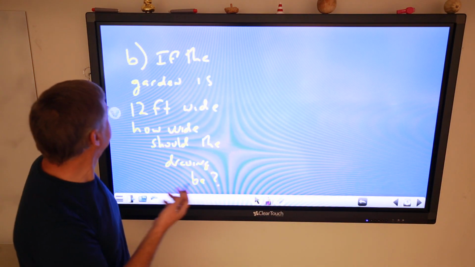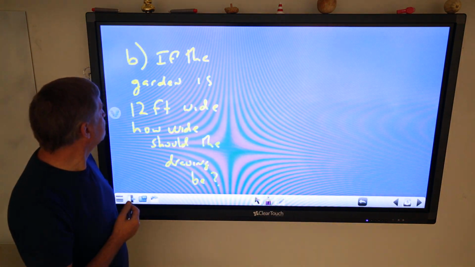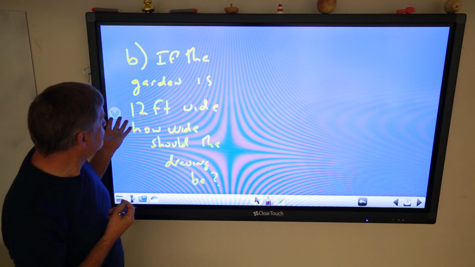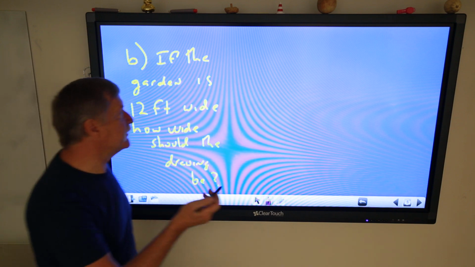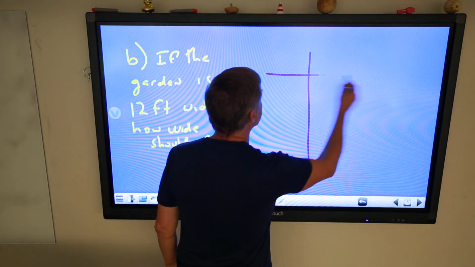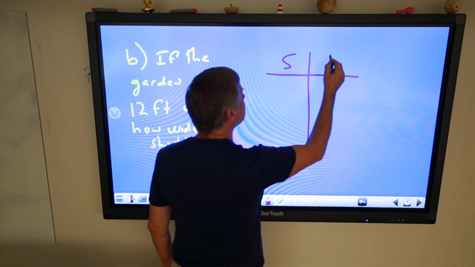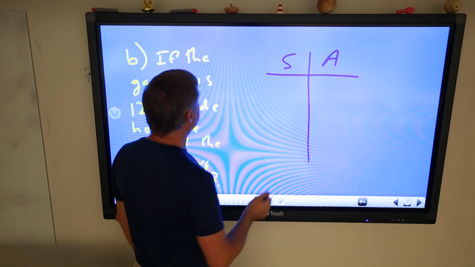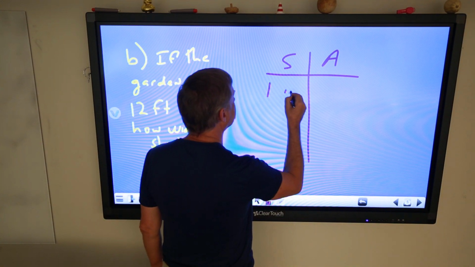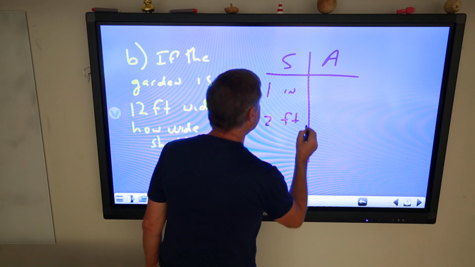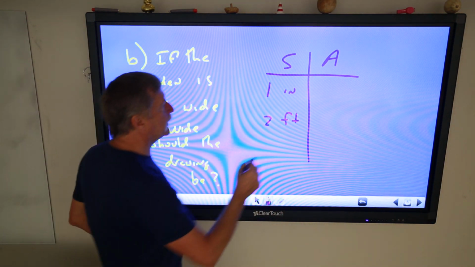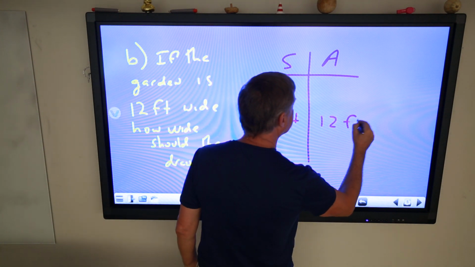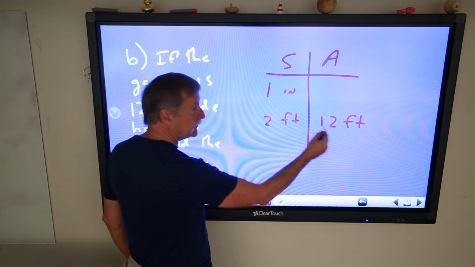On the other hand, we could do something like, if the garden is 12 feet wide, how wide should the drawing be, to go the other direction? So once again, the sign of the cross comes in handy. We've got scale and we've got actual. The scale is the same, 1 inch, 2 feet, except now the garden is actually 12 feet wide. So I might put 12 feet down here to go with the 2 feet.